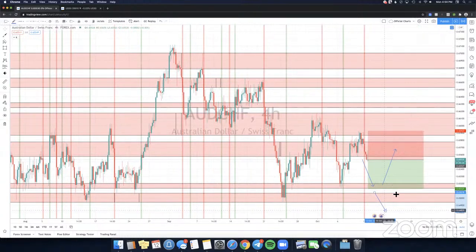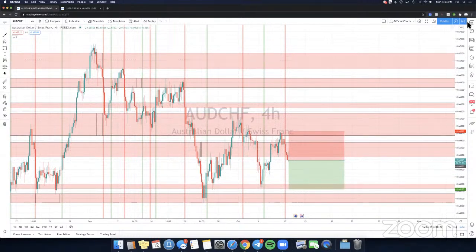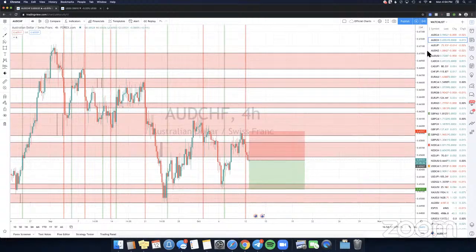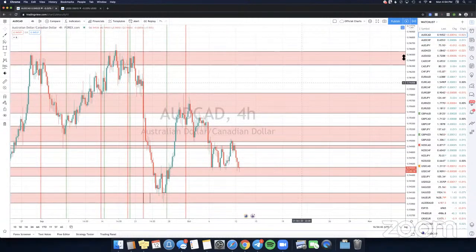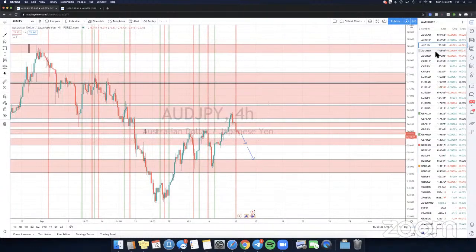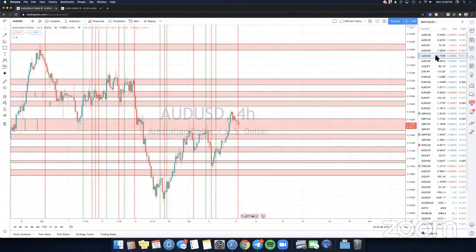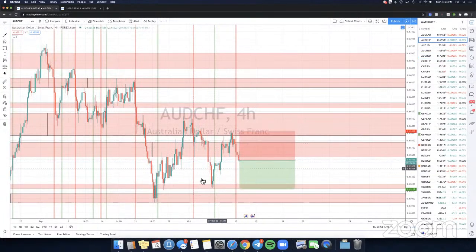Let me check the other AUD pairs. I'm just going to make sure that they're lined up and correlating in the same direction. It looks like the AUD is weak right now because the CHF is stronger. Let me see if it's weak across the board. Right here, AUD CAD is coming down, AUD JPY is coming down, AUD NZD is coming down, AUD USD is coming down. So the AUD currency is weak right now because all of the AUD pairs are going in the downwards direction. Let me look at CHF pairs and make sure that these are gaining in strength so that they correlate with our analysis.